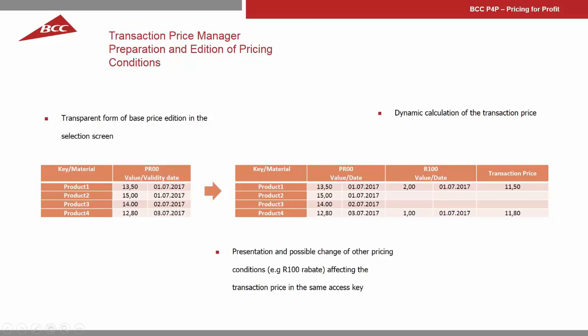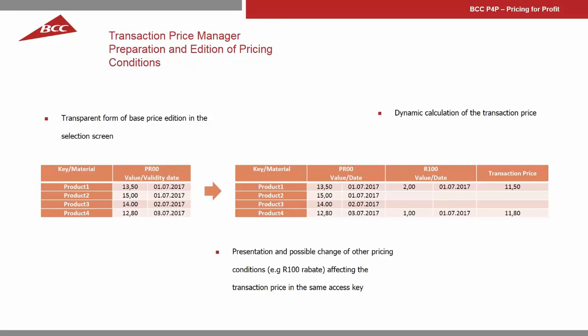Then in the second step, other pricing conditions such as rebates. In this example, this is the rebate R100 that is on the same access key, which will be searched for and presented. And at this stage, the system will calculate the transaction price in real time. So in case of product one, we have a condition value 1350 and a rebate of 200. So the transaction price calculated in real time is 1150.